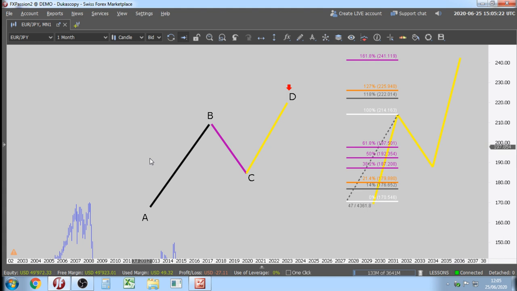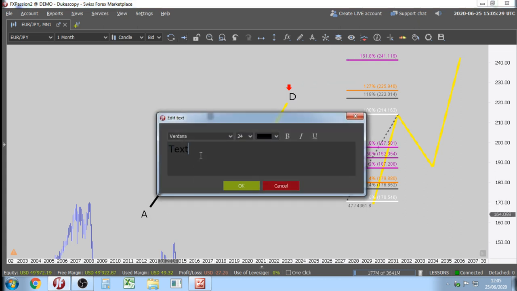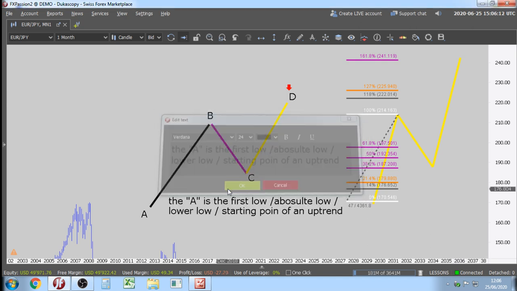Now, rules. What is the A? We are going to talk today first about the uptrend. Those are the rules, everybody, non-negotiable rules. The A is the first low, slash absolute low, slash lower low, slash starting point of an uptrend. Okay, this is the A.